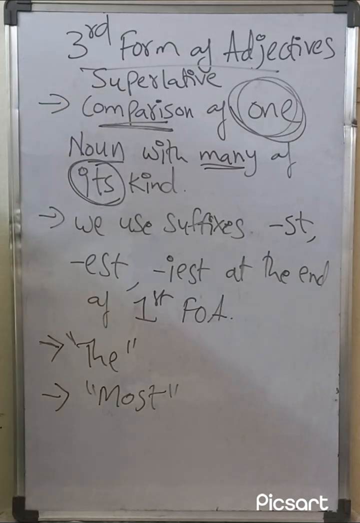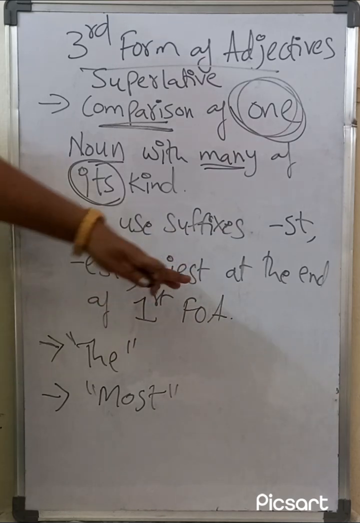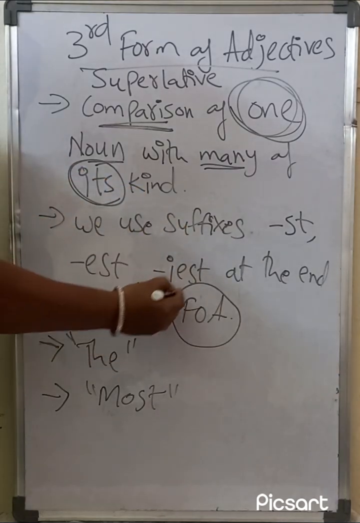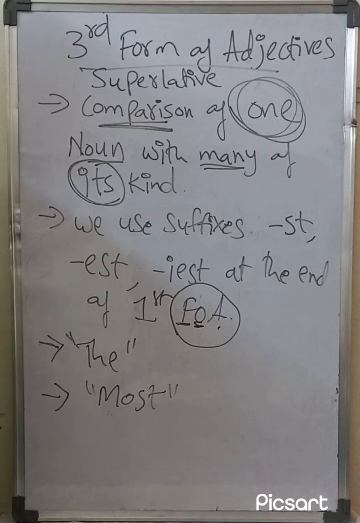In the same way, we compare one family member with the rest of the family members, or one city with many of the cities, or one country with many of the countries, or one shopping experience with some of the shopping experiences, or one application with the rest of the applications, something like this, guys. So make sure it is a comparison of one noun with many of its kind. Now here also we use suffixes, guys, such as st, est and iest at the end of the first form of adjectives. I used texting language here. So always bear this in mind.